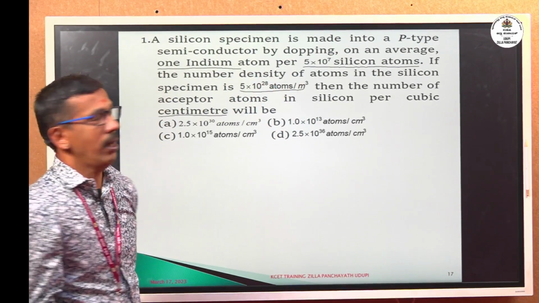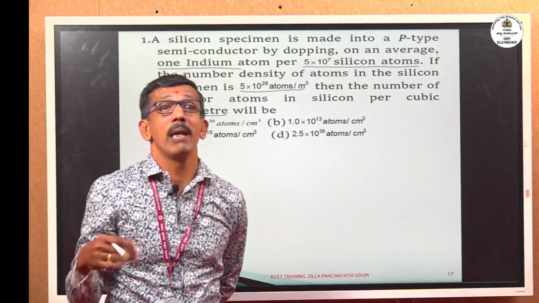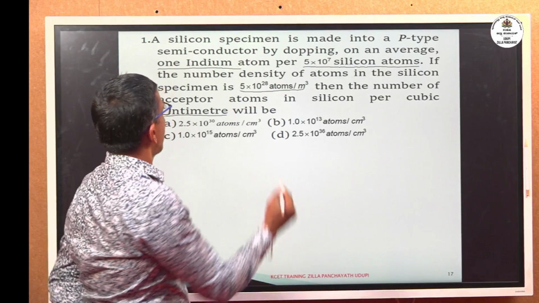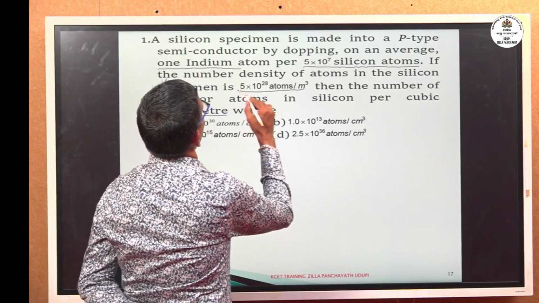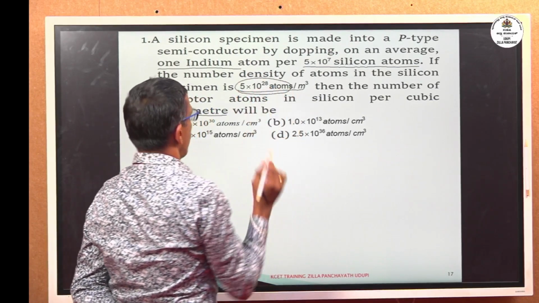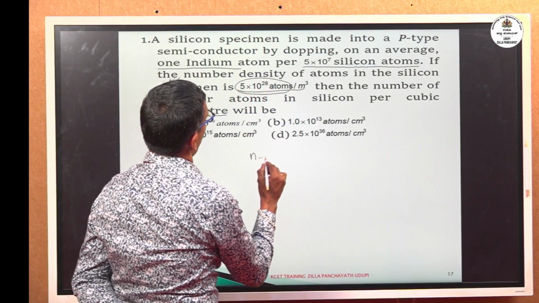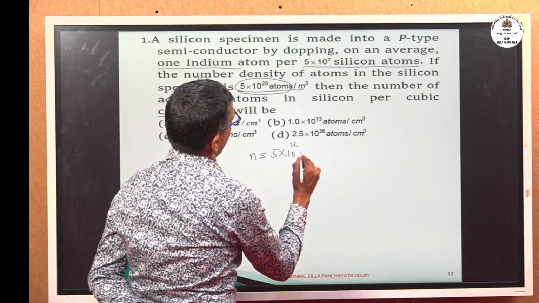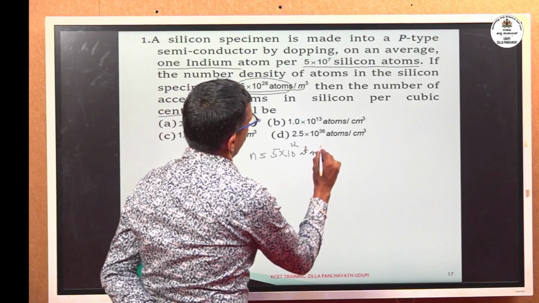For example, 1 centimeter cube means how many meter cube? 10 power minus 6 meter cube. For this, multiply by 10 power minus 6. We get n is equal to 5 into 10 power 22 atoms per centimeter cube.